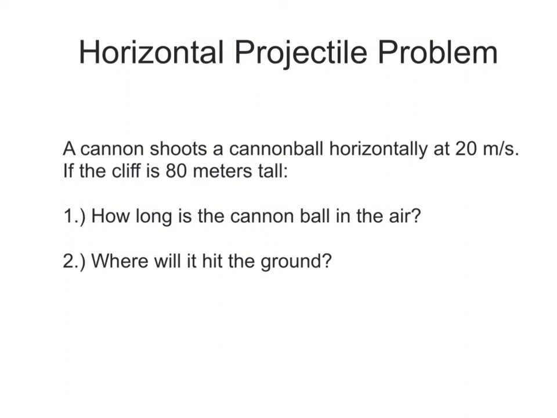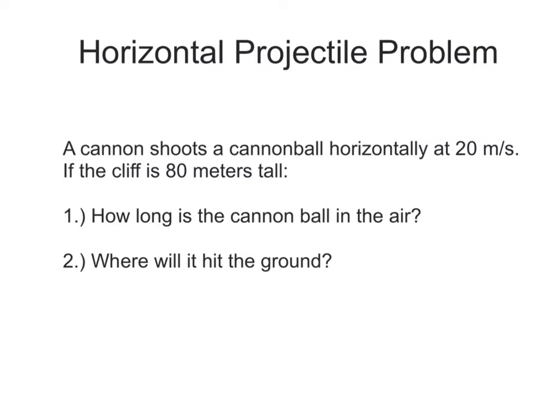All right, gang. So we have been talking a lot about projectile motion, and what I want to do here is go over how to do some of these horizontal projectile problems. So in this example, we're going to have a cannon that's sitting on top of a cliff, and it shoots a cannonball horizontally at 20 meters per second. Now, if the cliff is 20 meters tall, what we want to find are two things.